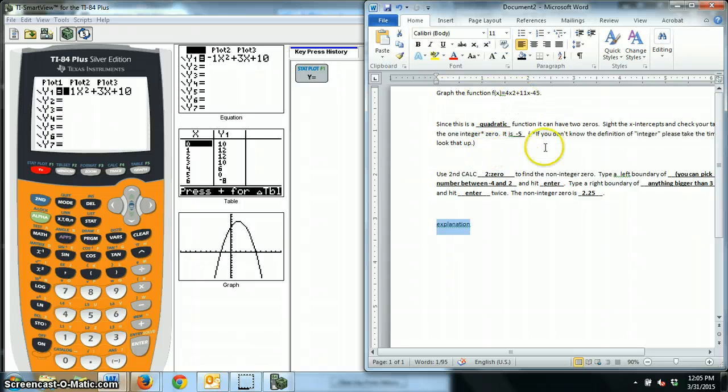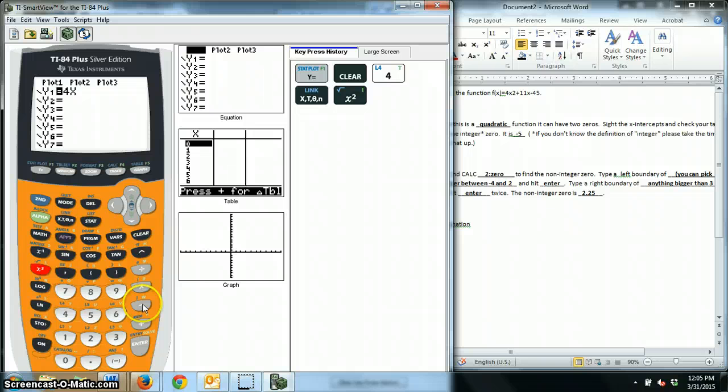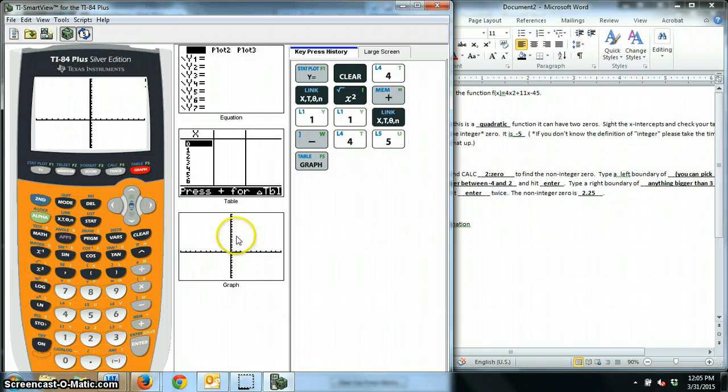Graph the function f of x equals 4x squared plus 11x minus 45. So we're going to go into our y equals, we're going to put this function in, 4x squared plus 11x minus 45, and we go ahead and graph that.